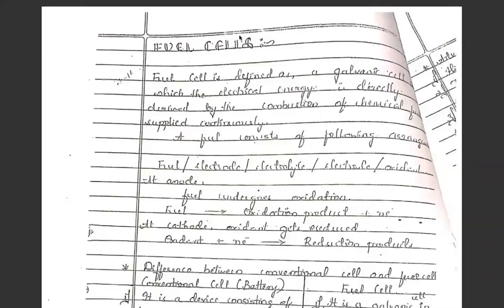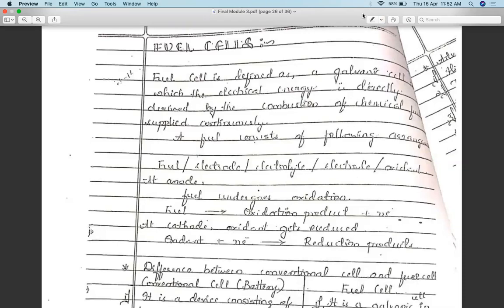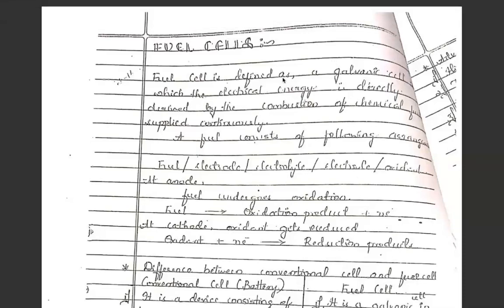In order to understand the definition of fuel cell, let me divide it into 2 words, fuel as one word and cells as another word. Cell here indicates it is a galvanic cell. And what is meant by a galvanic cell? The one which converts chemical energy into electrical energy. So this is with respect to cell.